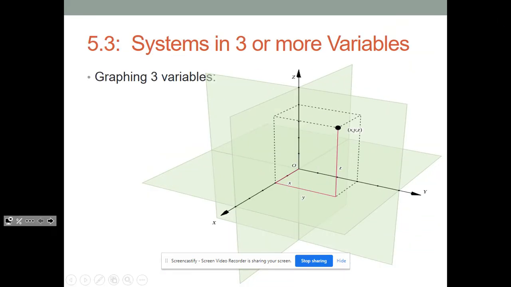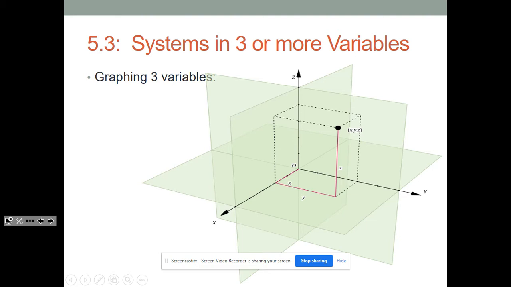All right, so 5.3. So this is a tough section. Once you get the hang of it, it's not bad, but it's tough at the beginning to figure out what's going on. So pay close attention. Let me know if you have questions. But basically, this is systems of equations with three variables, so like x, y, and z.